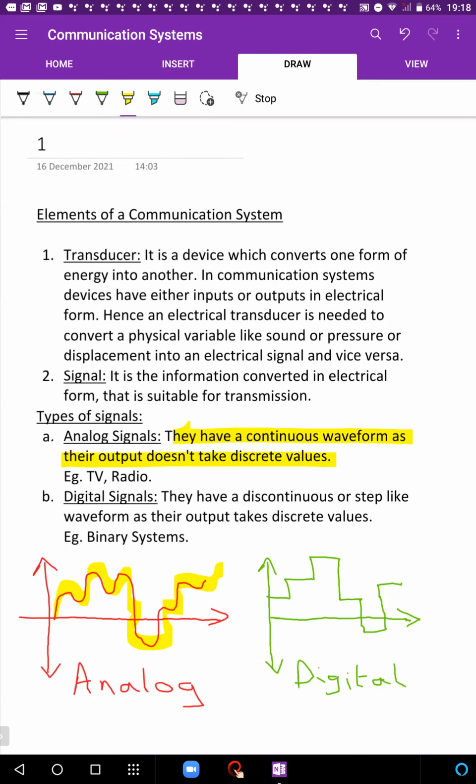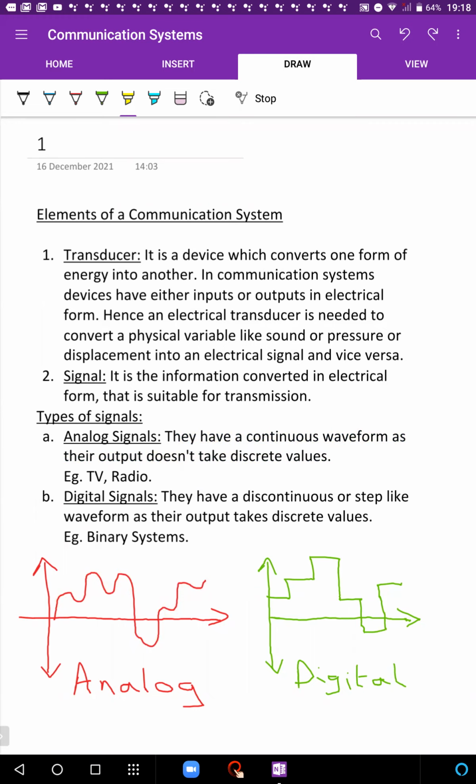For example, TV signals, radio signals, you're capturing people's voice, you're capturing sound. These all have complex waveforms. You cannot represent a person's voice only in zeros and ones or only in integers, right? These are complex waveforms, and the signal that you get when you record somebody's voice or when you capture someone's video, it's always going to be an analog signal.